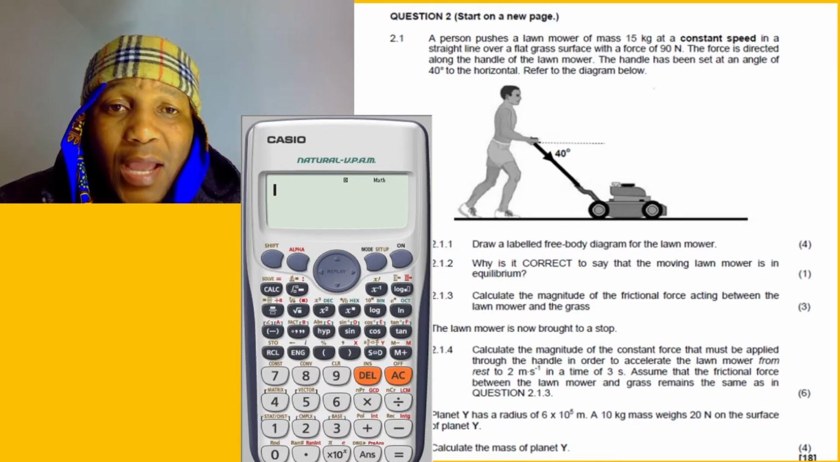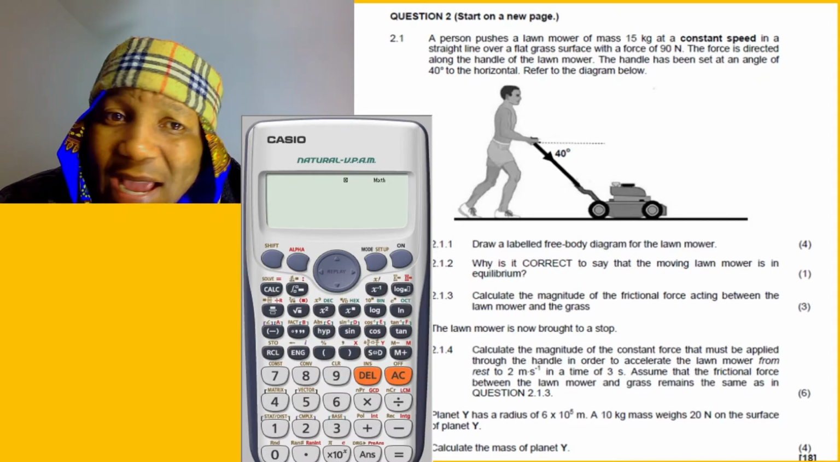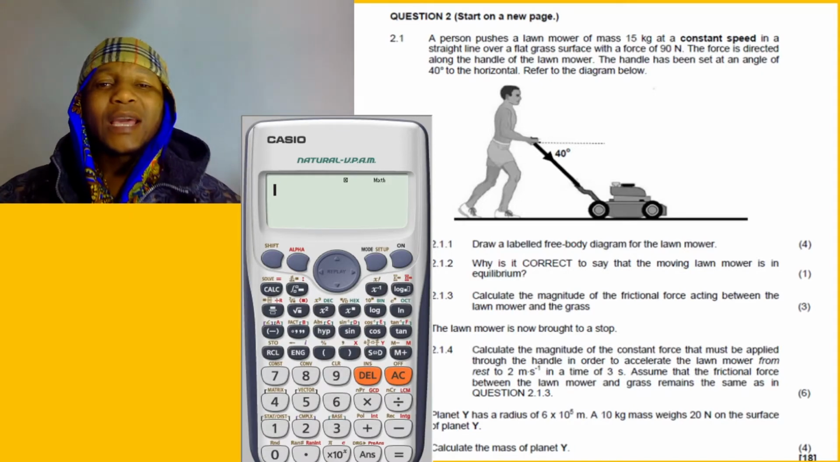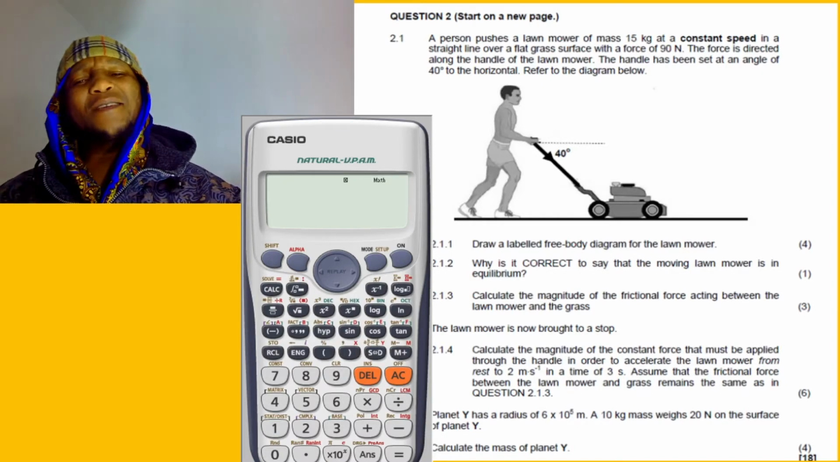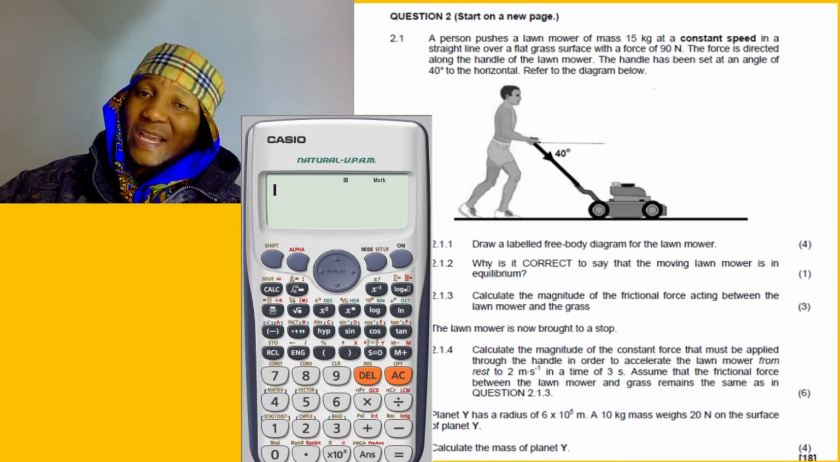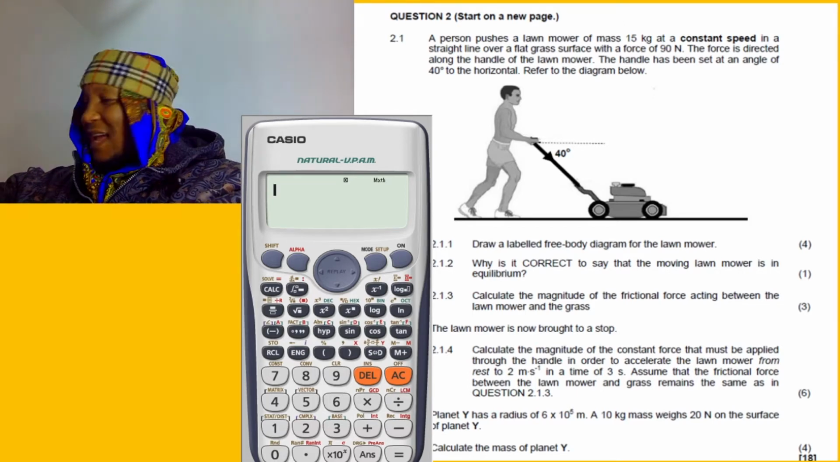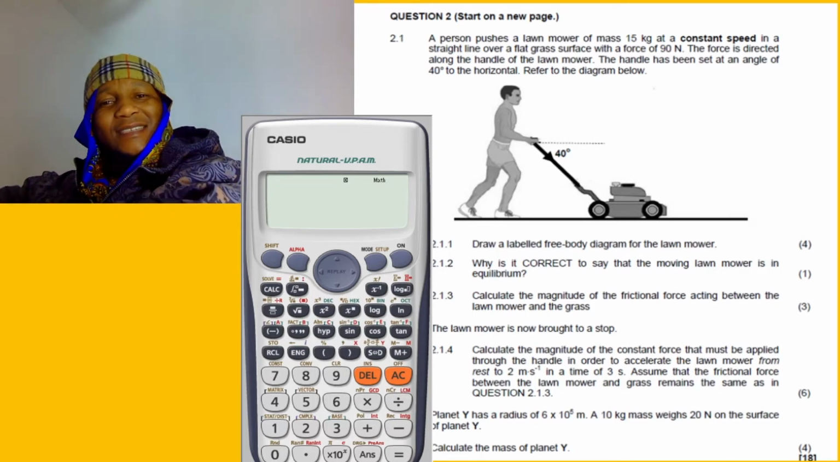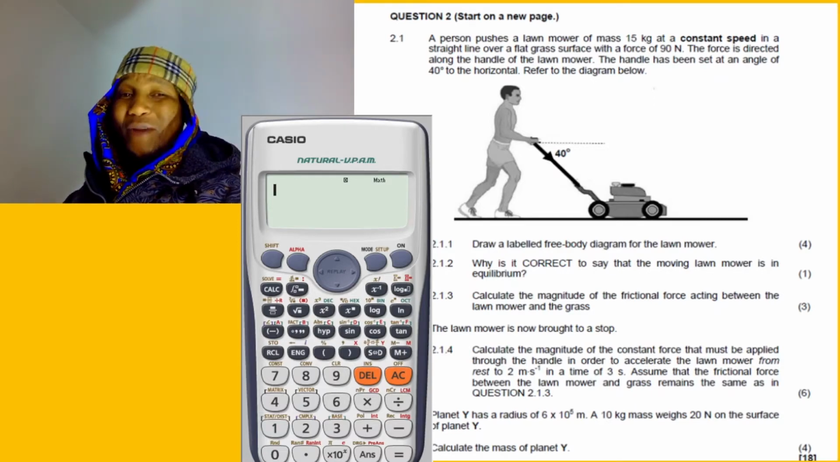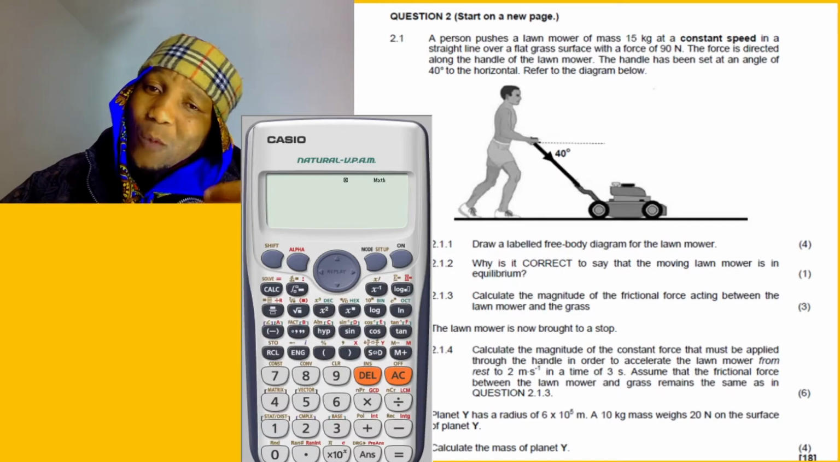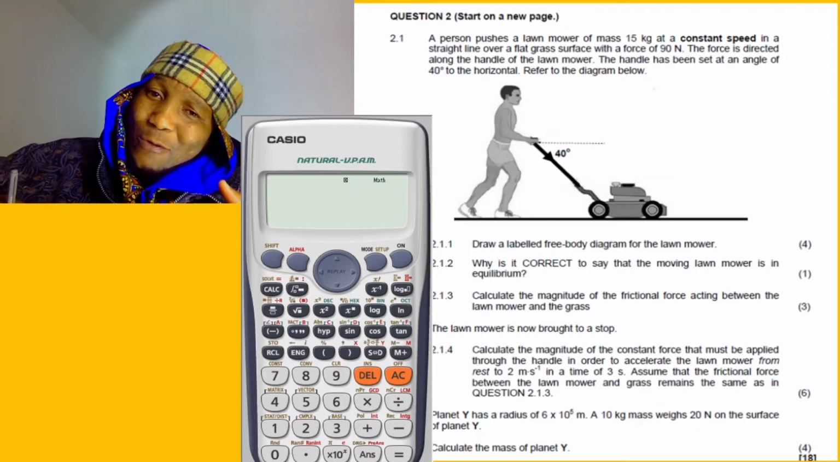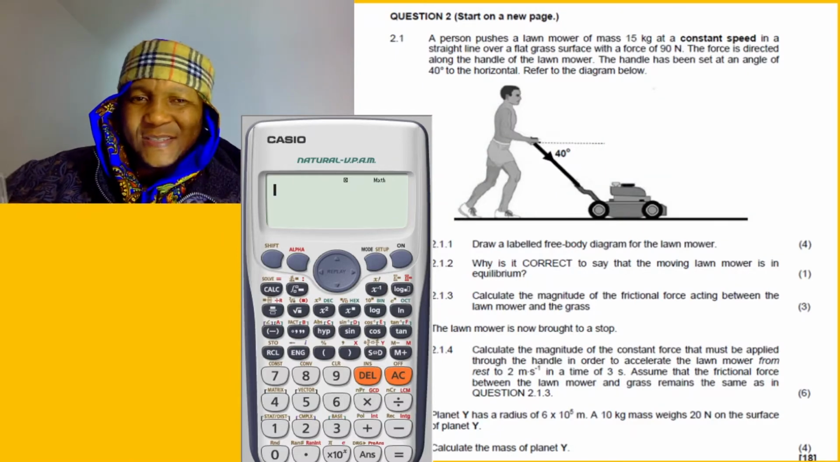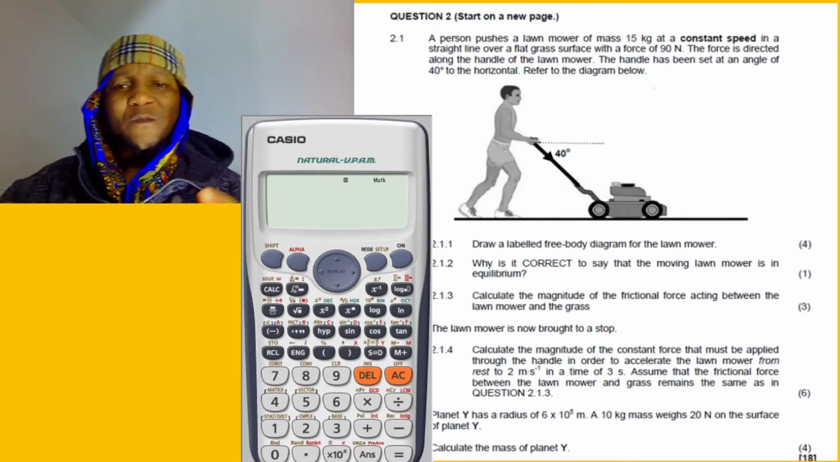So let's say here, a person pushes a lawnmower. Oh man, I used to like this when I was young, seeing people cutting the grass. I thought, man, I want to do that when I grow up. So now we're going to see how that works as far as physics, the angle and the force, pushing force and pulling force.